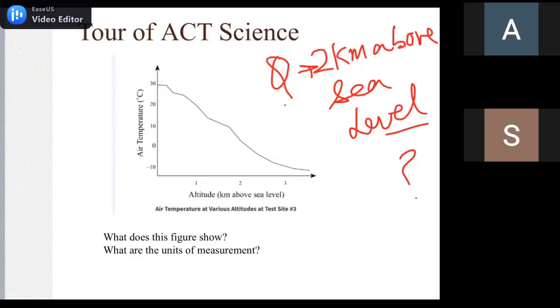Because I have told you it is 2 kilometers above sea level, this point I have already given to you. So I'm looking for an answer in terms of some digit or figure. Give me a digit. I don't want less than or below or more. 3 degrees Celsius. That's incorrect.